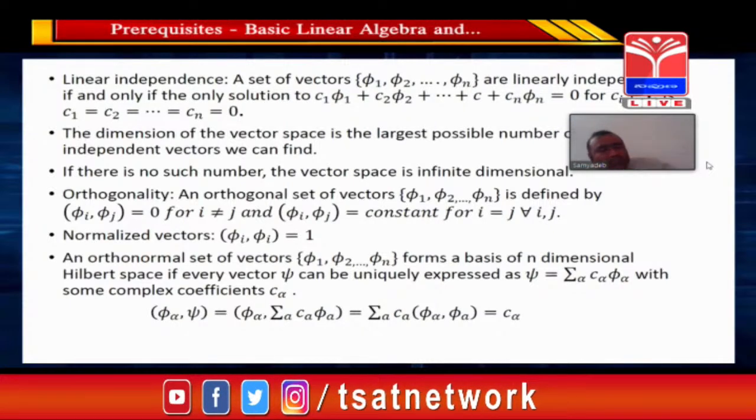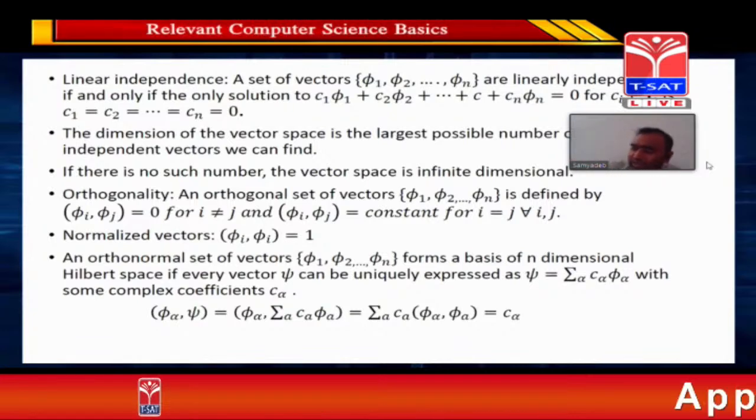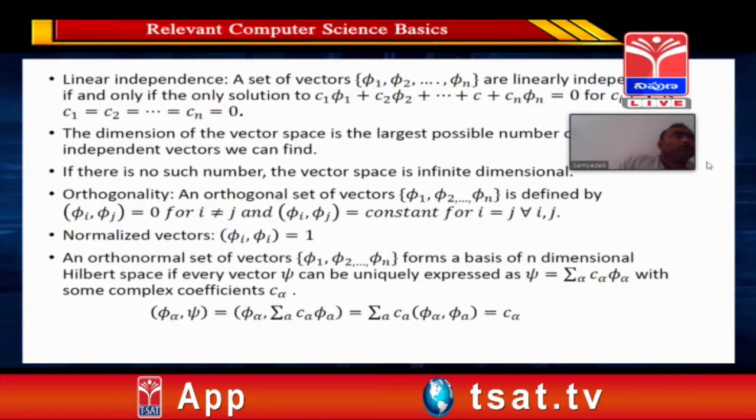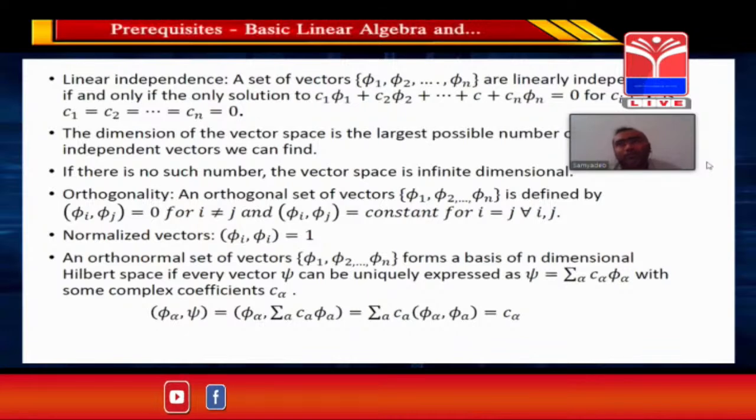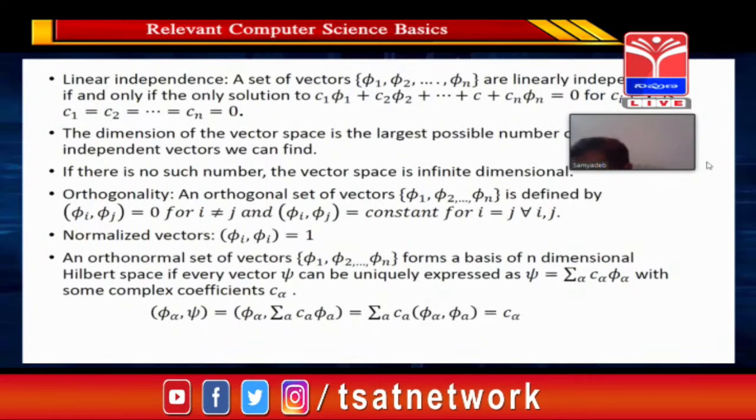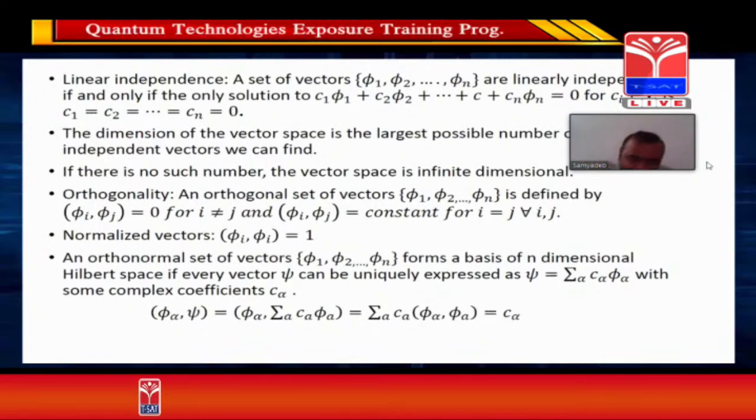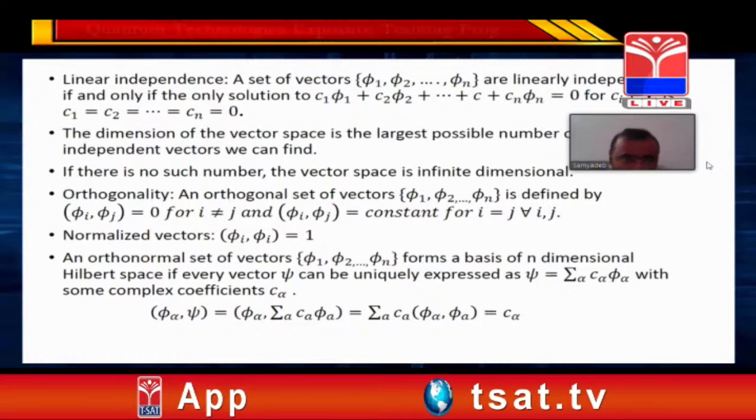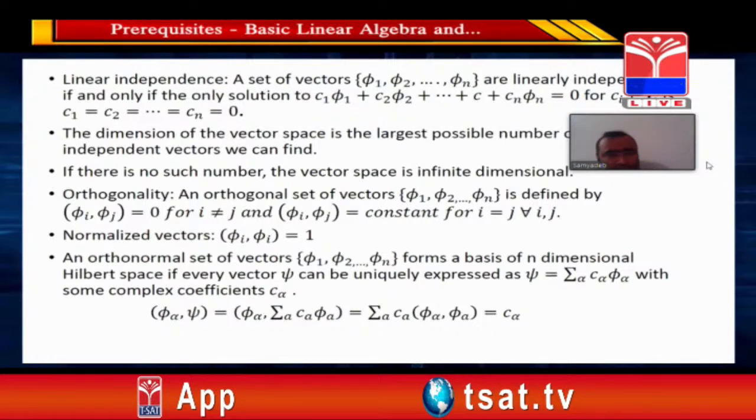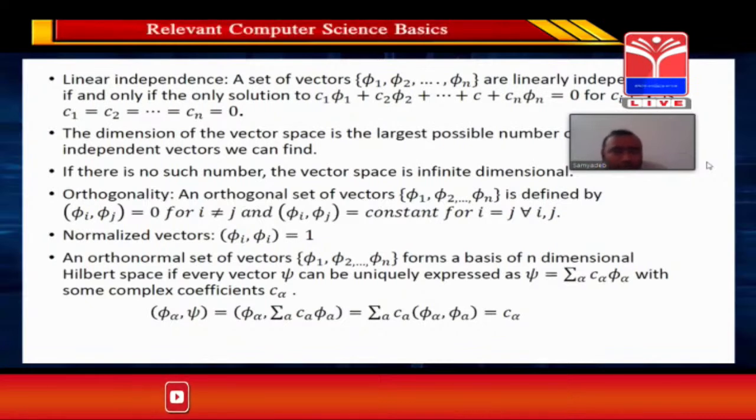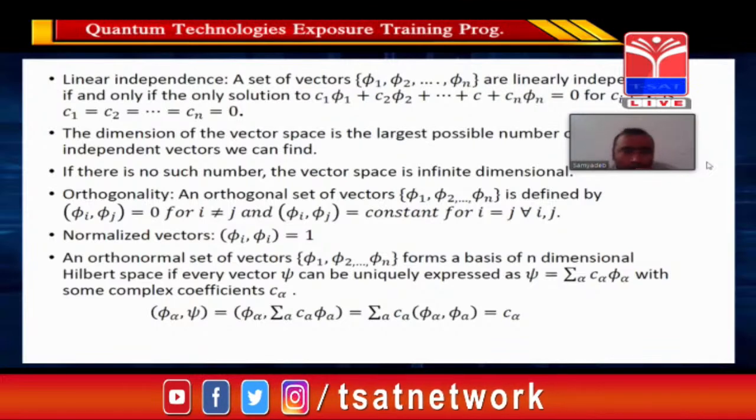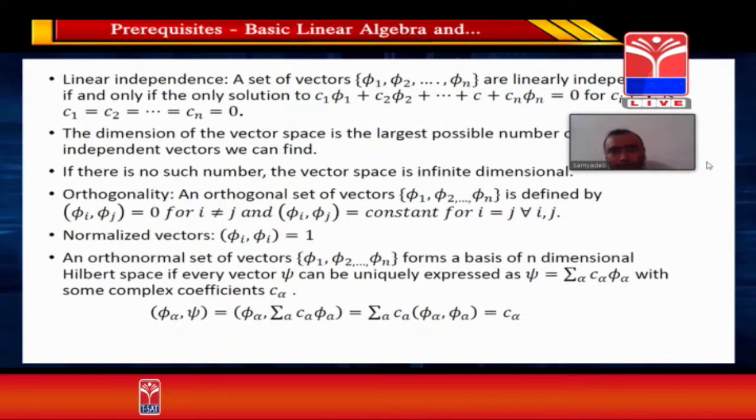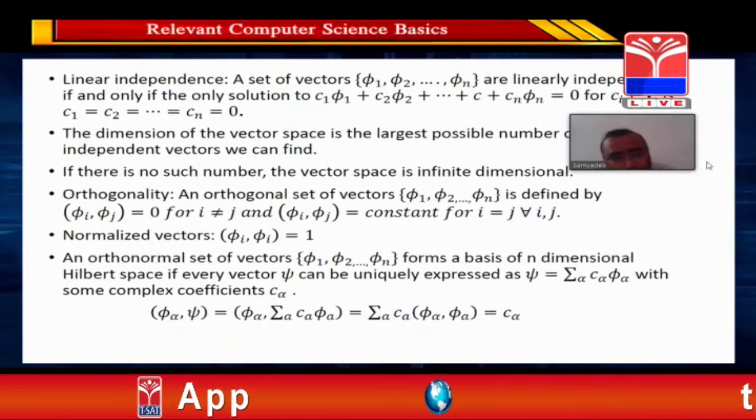As when I was discussing the Cauchy-Schwarz inequality, I was discussing that we are taking two vectors x and y, or u and v, such that they are linearly independent of each other. That is, one cannot be a scalar multiple of the other. So in general, this is called linear independence. So let's say you take a set of vectors phi 1, phi 2, up to phi n. So they are linearly independent.